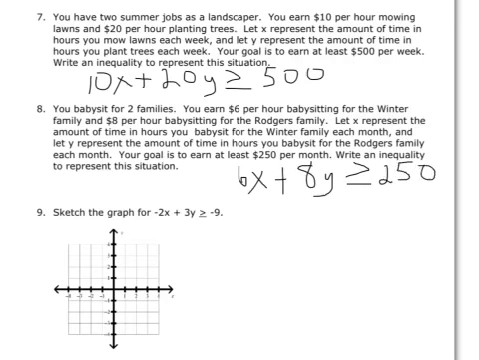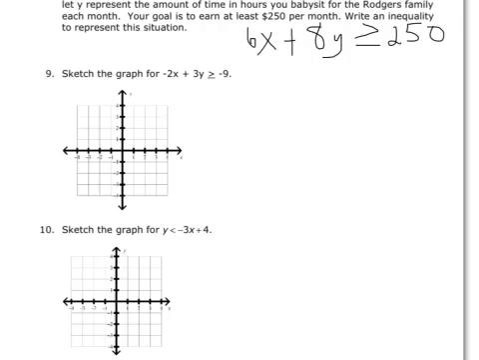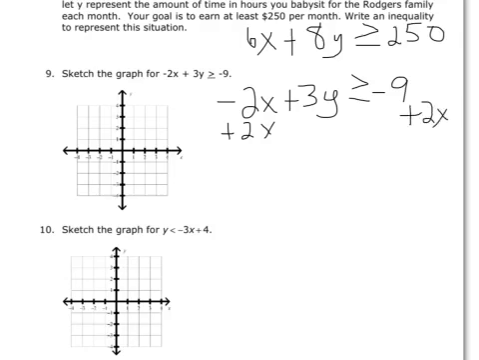Okay, number 9. Sketch the graph for that inequality. So in order to sketch that graph, we need to put it into slope-intercept form. So I'm going to rewrite the problem here. And I am going to isolate the variable y, so I want to get y all by itself, so I will add 2 x's to both sides so that it will cancel out here. Okay, then I'm left with 3y is greater than or equal to 2x minus 9.